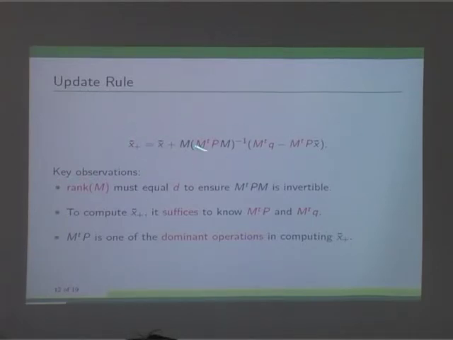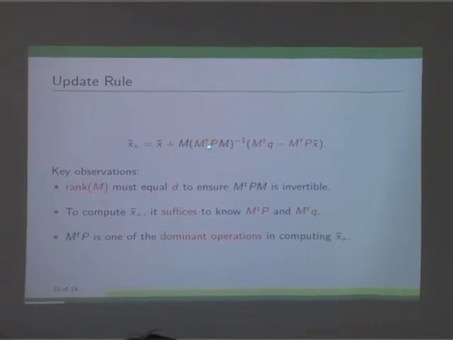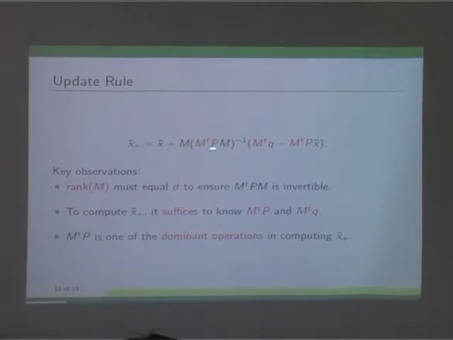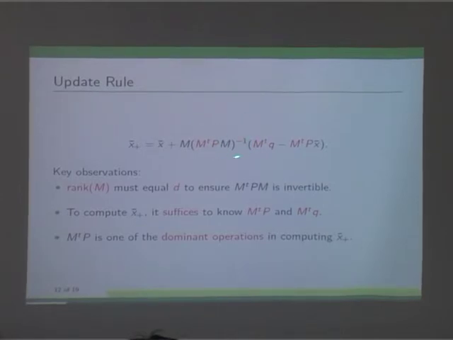The key observation is that M is an n cross d matrix, so this M transpose P M will be a d cross d matrix. And there is an inverse involved. So you want to choose M so that this is invertible, so that it is well defined. To ensure that, one can quickly check that this is invertible if and only if the rank of M is d. That is a very easy calculation to do.